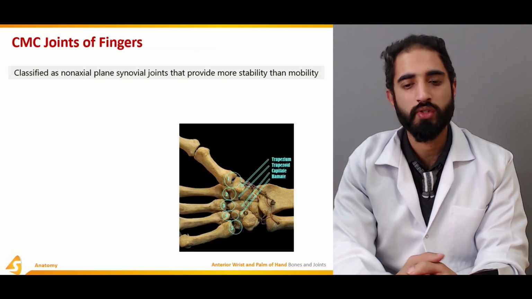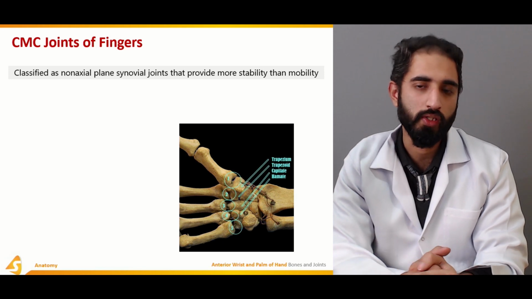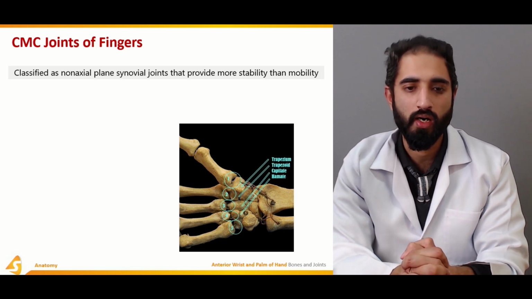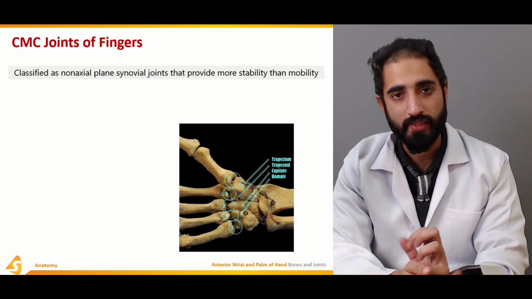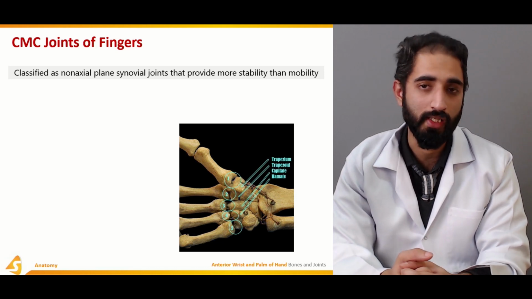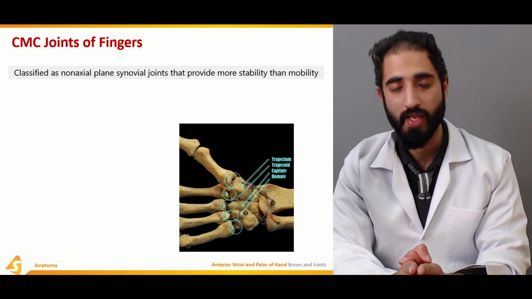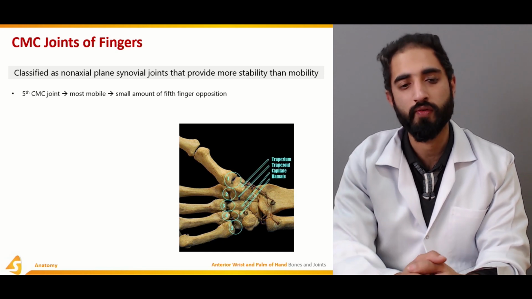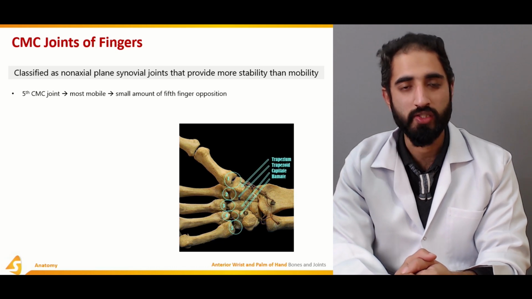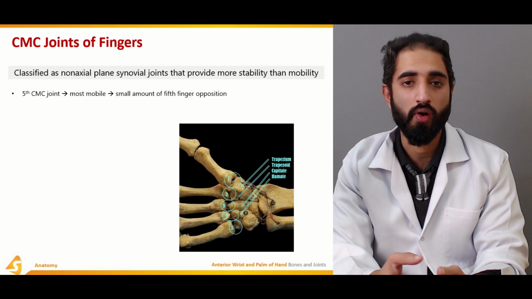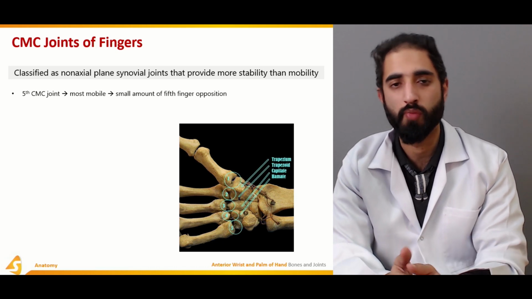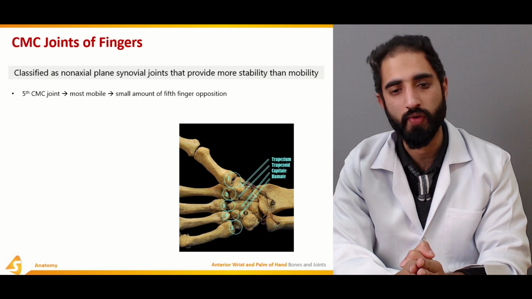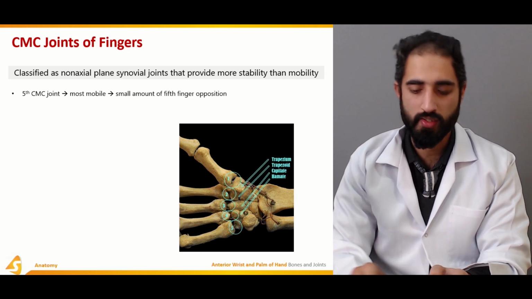Starting off with the carpal metacarpal joint, as opposed to the thumb, in which there was the saddle and modified biaxial joint, the carpal metacarpal joints of the fingers are classified as non-axial plane synovial joints that provide more stability than mobility. So at the level of carpal metacarpal joints, the thumb is much more mobile than the fingers. And the fifth carpal metacarpal joint, of the little finger, is the most mobile of the four fingers, even though it is much less mobile than the thumb. In terms of the fingers, it is the most mobile, and a small amount of finger opposition with the thumb is present because of this.